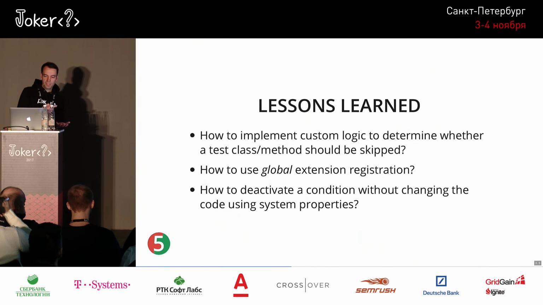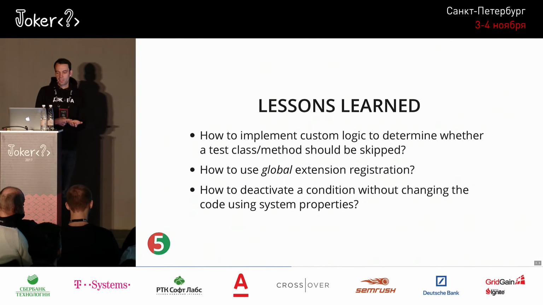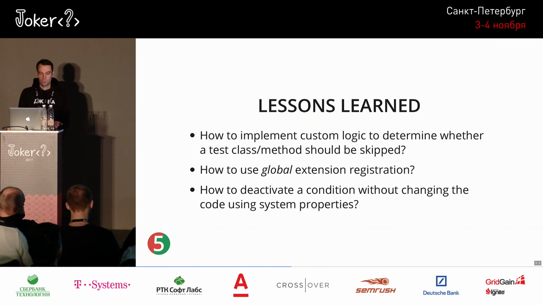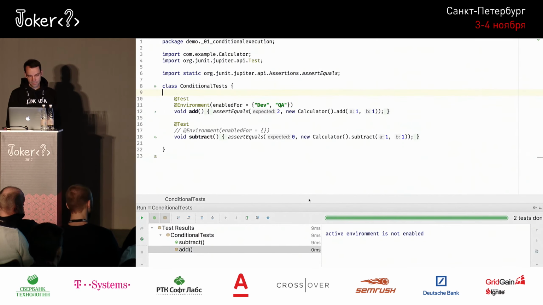So we have seen how we can implement custom logic to determine whether a test class or method should be skipped. We have not yet seen how to use global extension registration. I will show you that now. So the second test here, I have intentionally commented out this annotation here, right?